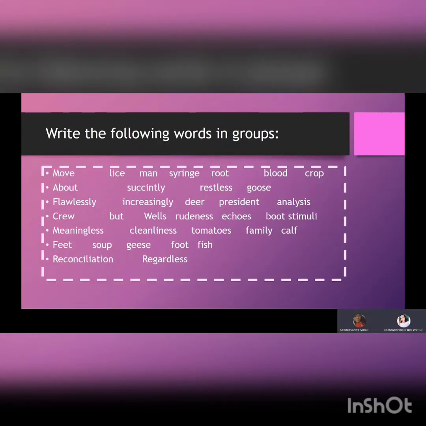We are going to do an exercise with the following words. We are going to group them by the categories already mentioned, and later we will make subcategories. Mob, lies, man, syringe, rot, blood, grab, about, constantly, restless, ghost, flawlessly, increasingly, there, president, analysis, crew, but, wealth, rottenness, child, but, stimuli, meaningless, cleanliness, tomatoes, family, calf, feet, soap, kiss, food, fish, reconciliation, and regardless.